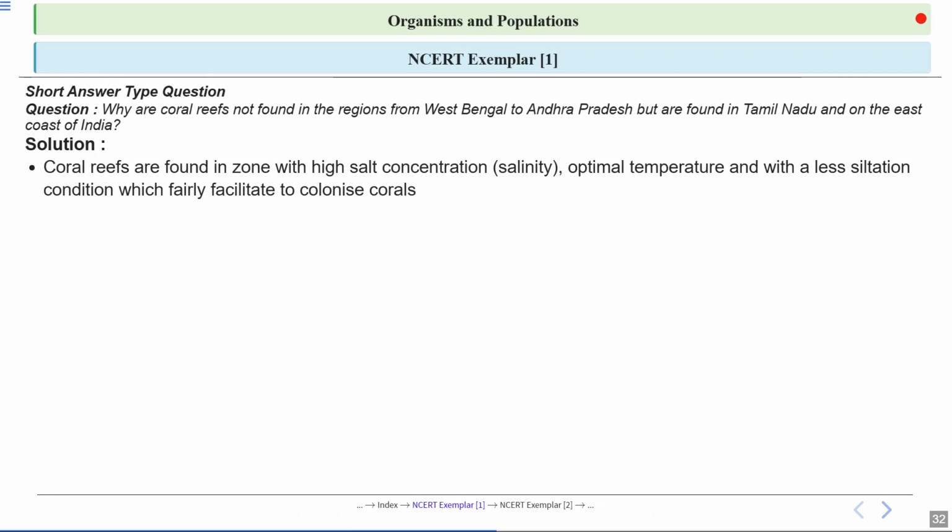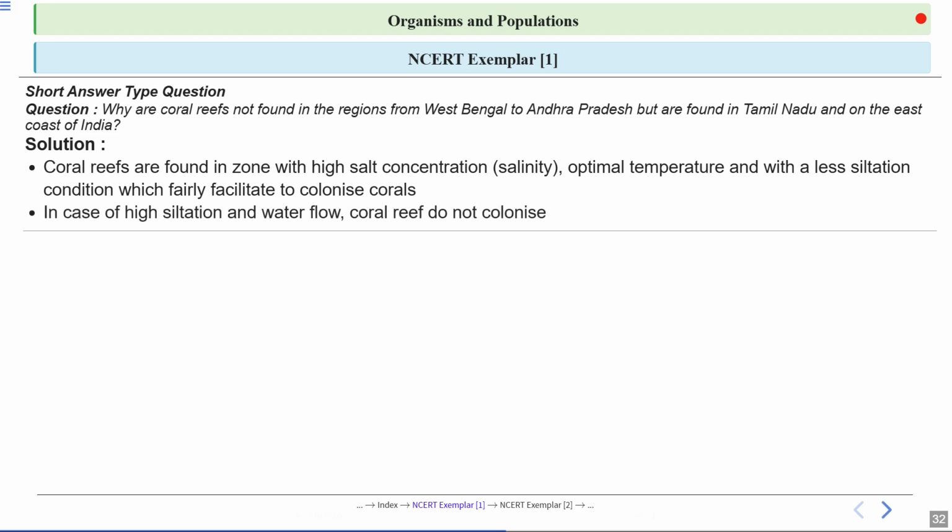Okay, let's have a look at the answer. Now let's focus on what coral reefs need to thrive. Coral reefs grow best in areas with high salt concentration, the right temperature, and clear water with a little bit of silt. In case of high siltation and water flow, coral reefs do not colonize. So if there is a lot of silt in the water or strong water flow, corals can't settle and grow.